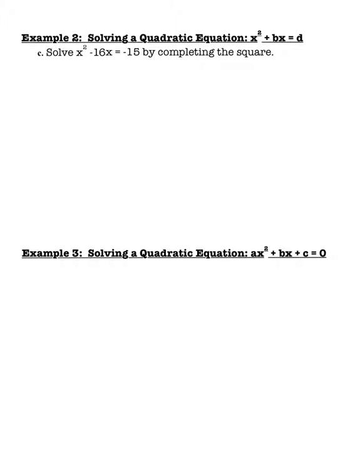Okay, so we can actually use completing the square to solve a quadratic equation. You are used to factoring, but we're going to do it differently this time. If we have x squared minus 16x equals negative 15, we are just going to look at the left side of the equation at first, and we're going to say, all right, let's complete the square by taking the b term and dividing it by 2 and then squaring it. So negative 16 divided by 2, and then we'll square it. So we get negative 8 squared, which is 64.